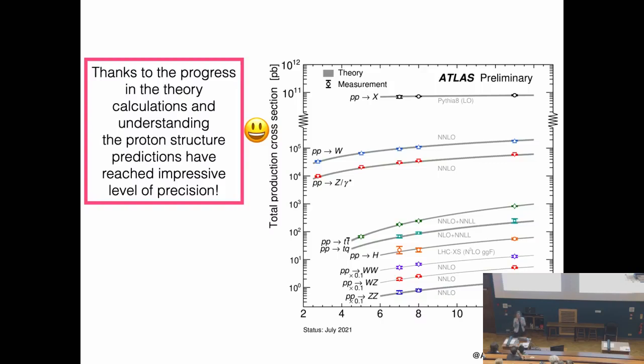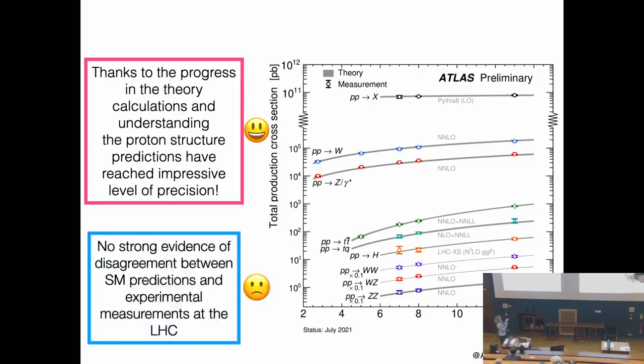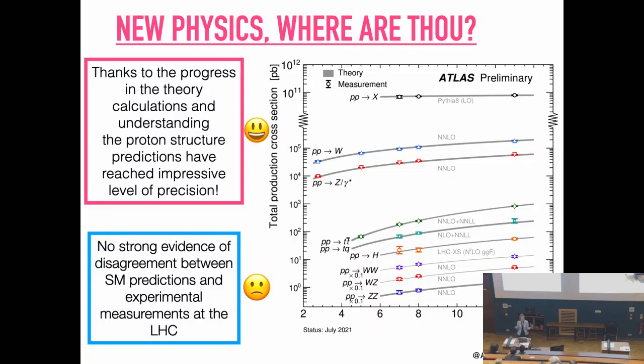And they're spot on the theoretical prediction, which is amazing, because you say, wow, we've been so cool. Theory has advanced really to a level where we can make amazing predictions, and these predictions agree with all the experimental observations. On the one hand, this is amazing, but on the other hand, it means that we haven't found any strong evidence of disagreement between the standard model and the experimental observations. So the question is, new physics, where are you?